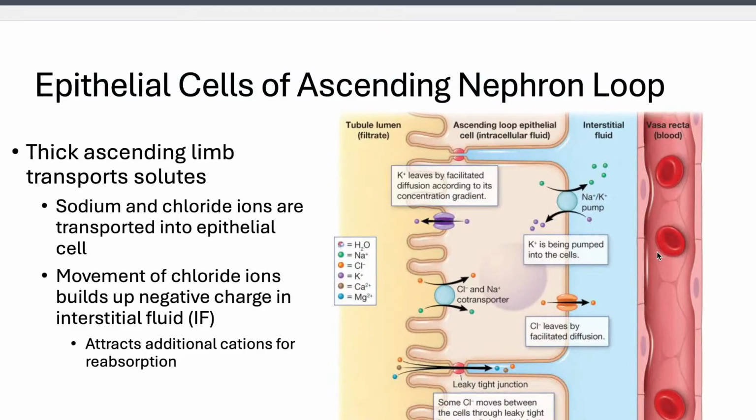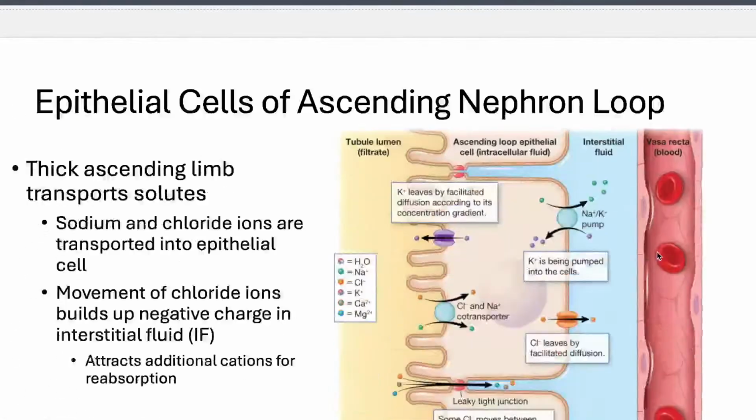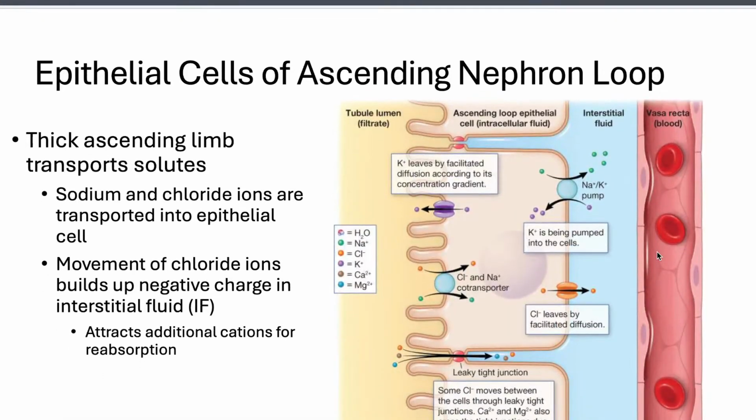So the thick ascending limb transports solutes. Sodium chloride ions are transported into epithelial cells. Makes sense. Movement of chloride ions builds up negative charge in interstitial fluid. Right, because chloride is negative. And a good way to remember that chloride is negative is because sodium is positive.